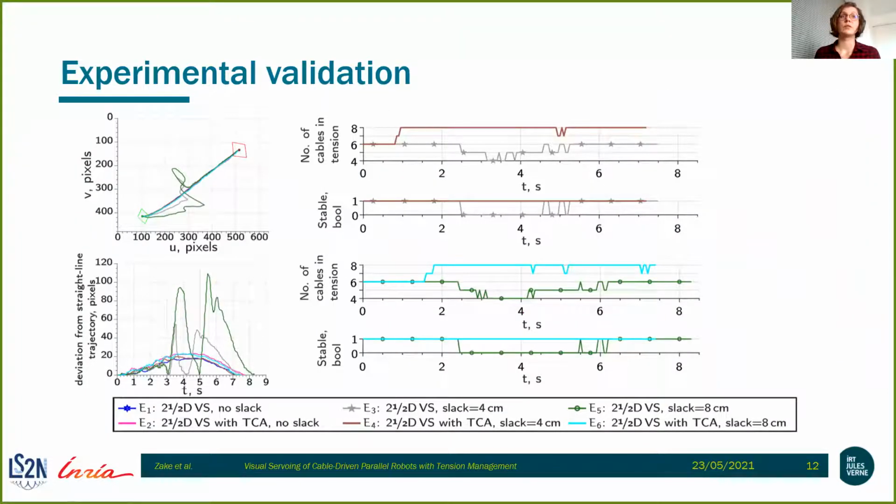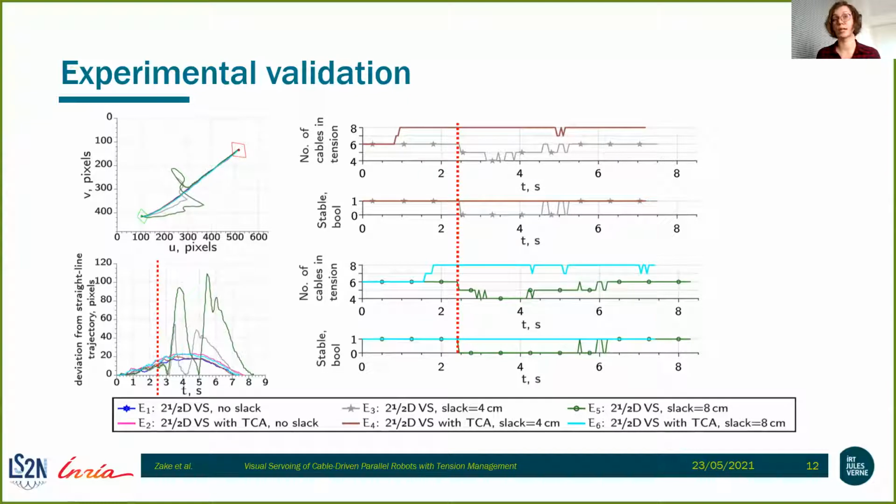Now in the video you saw the April task trajectory, which can also be seen here, and the corresponding deviation from the ideal straight line trajectory. On the right part of the slide you can see the number of cables in tension and the stability of the system. Now it's interesting to note that the moment we have less than 6 cables in tension, the stability of the system is no longer ensured, and that corresponds to the moment right before the deviation from the ideal trajectory of the April task.